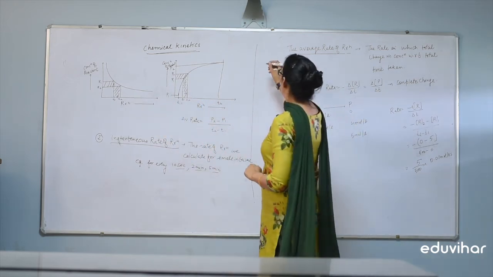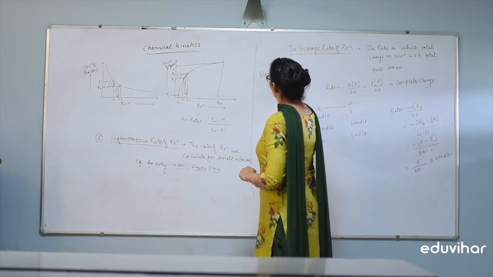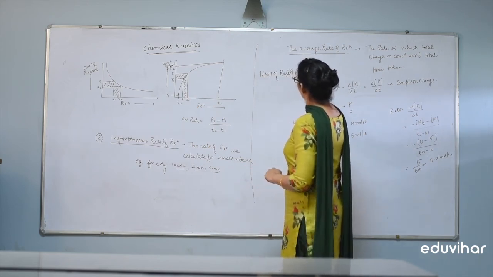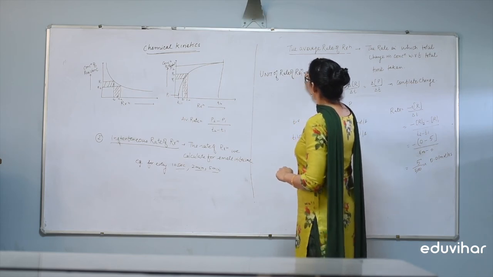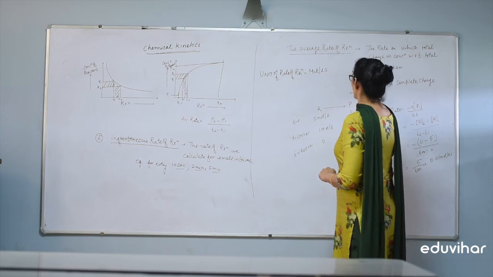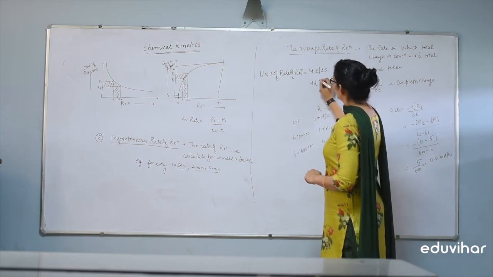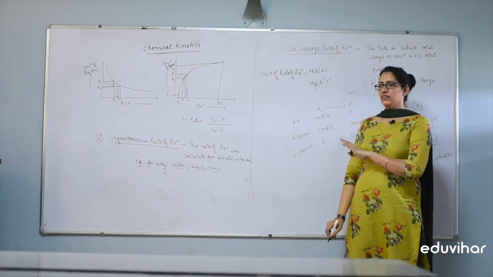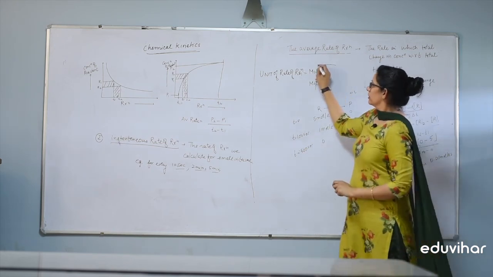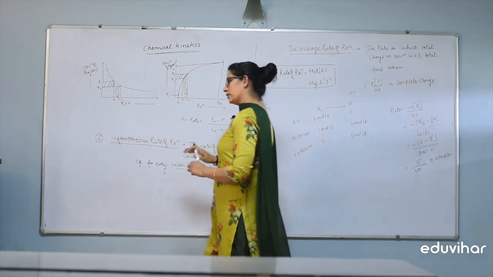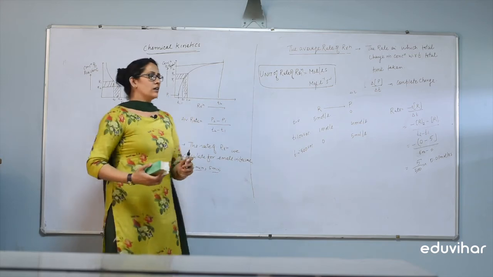Next is the unit, the most important unit of rate of reaction. Unit of rate of reaction is mole per liter per second, and you can write this as mole liter inverse second inverse. I think till this point you all are clear. For further numericals you can consult the NCERT book.